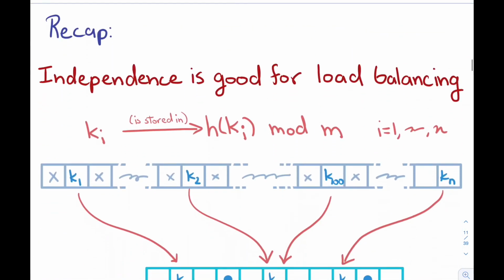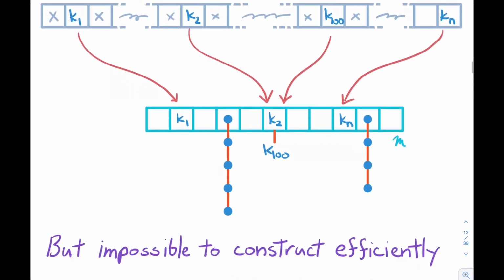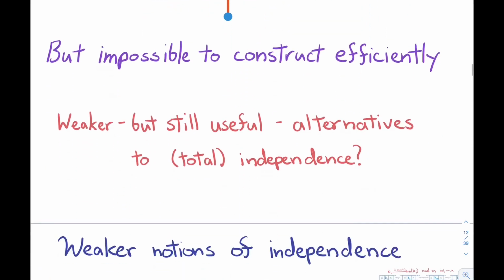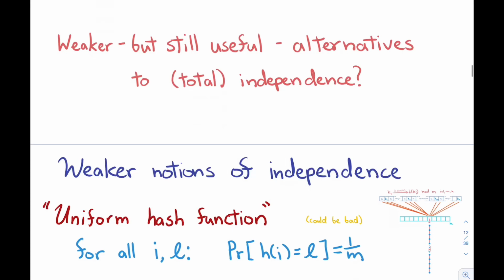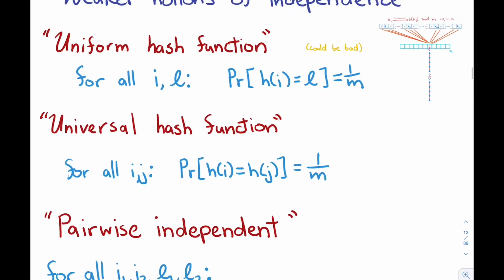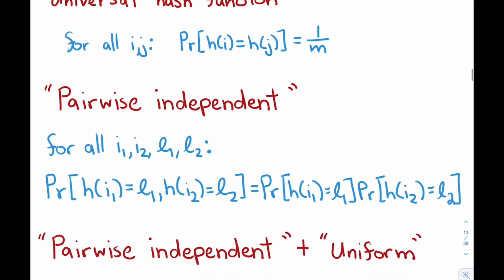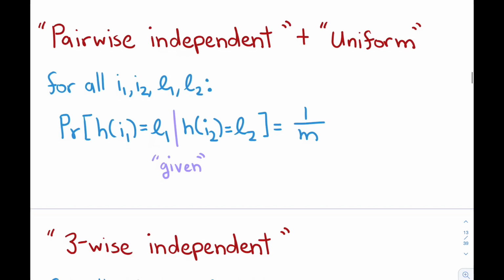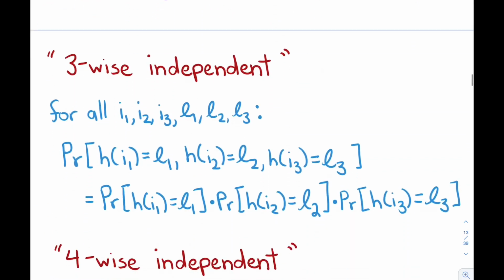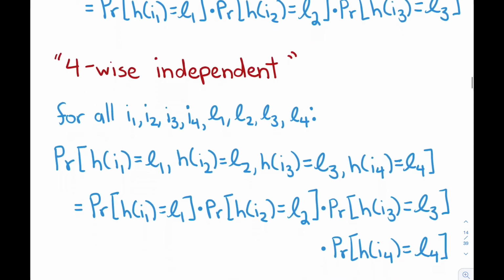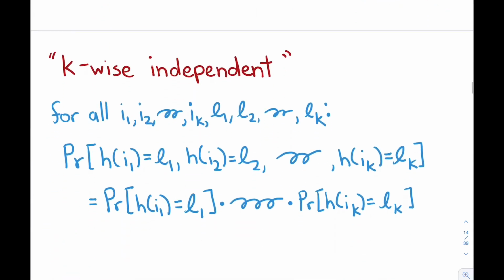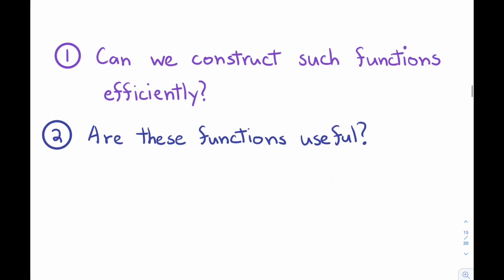To recap, independence is good for load balancing, but perfect independence is impractical. So are there other, perhaps weaker notions of independence that we can use instead? So we introduced some weaker notions of independence. We considered universal hash functions, pairwise independent hash functions, pairwise independent and uniform hash functions, three-wise independent hash functions, four-wise independent hash functions, and more generally, k-wise independent hash functions. And then we asked two questions: can we construct such functions efficiently, and are these functions even useful?